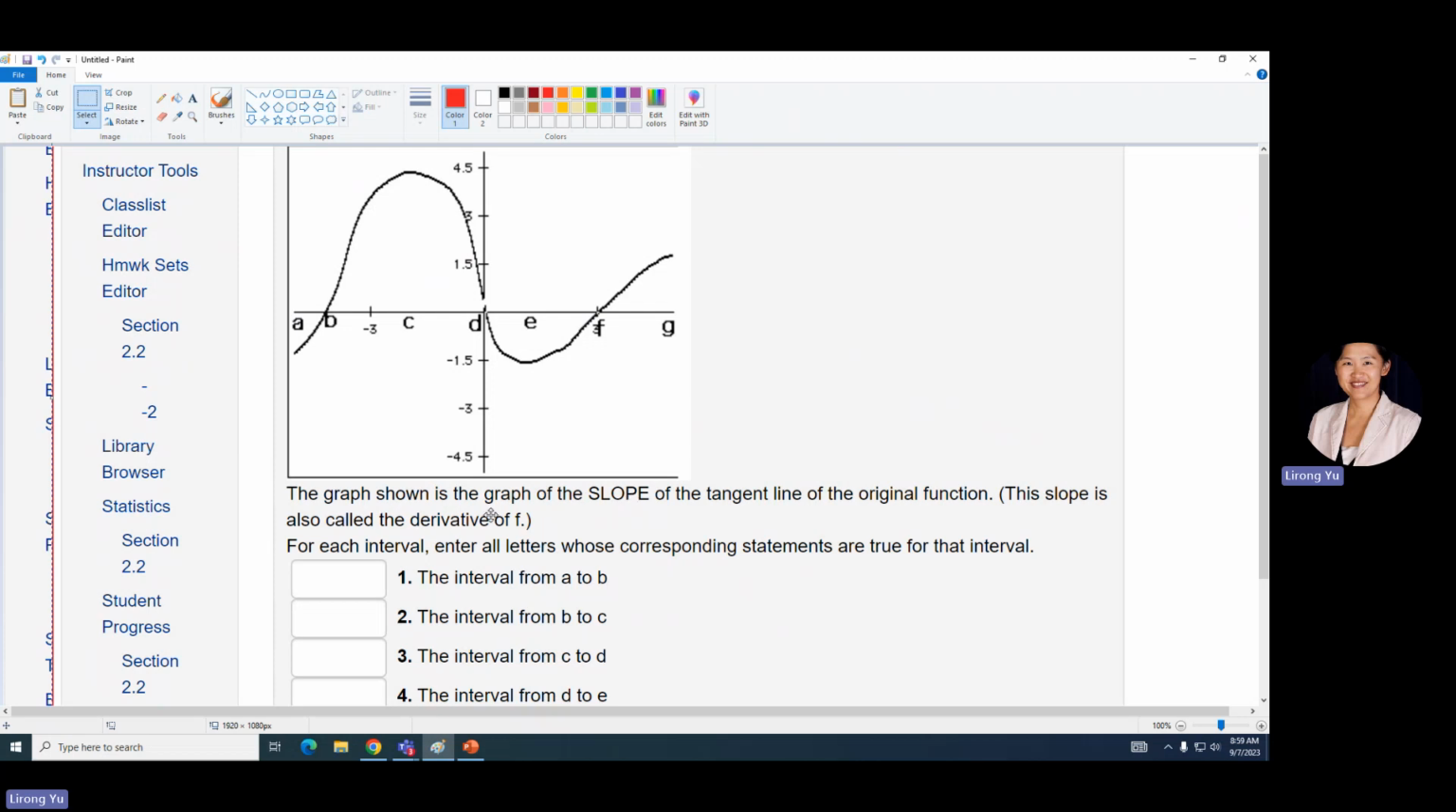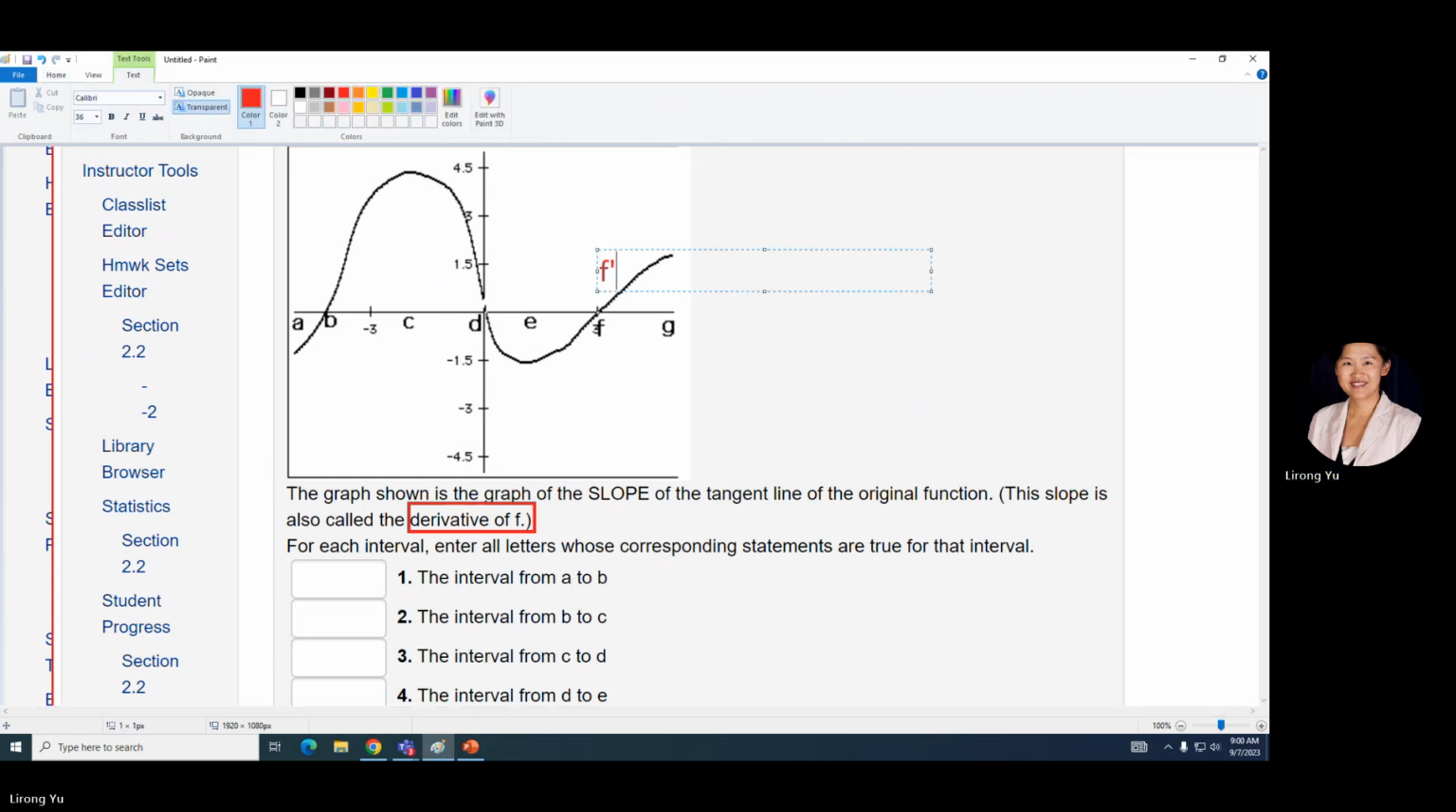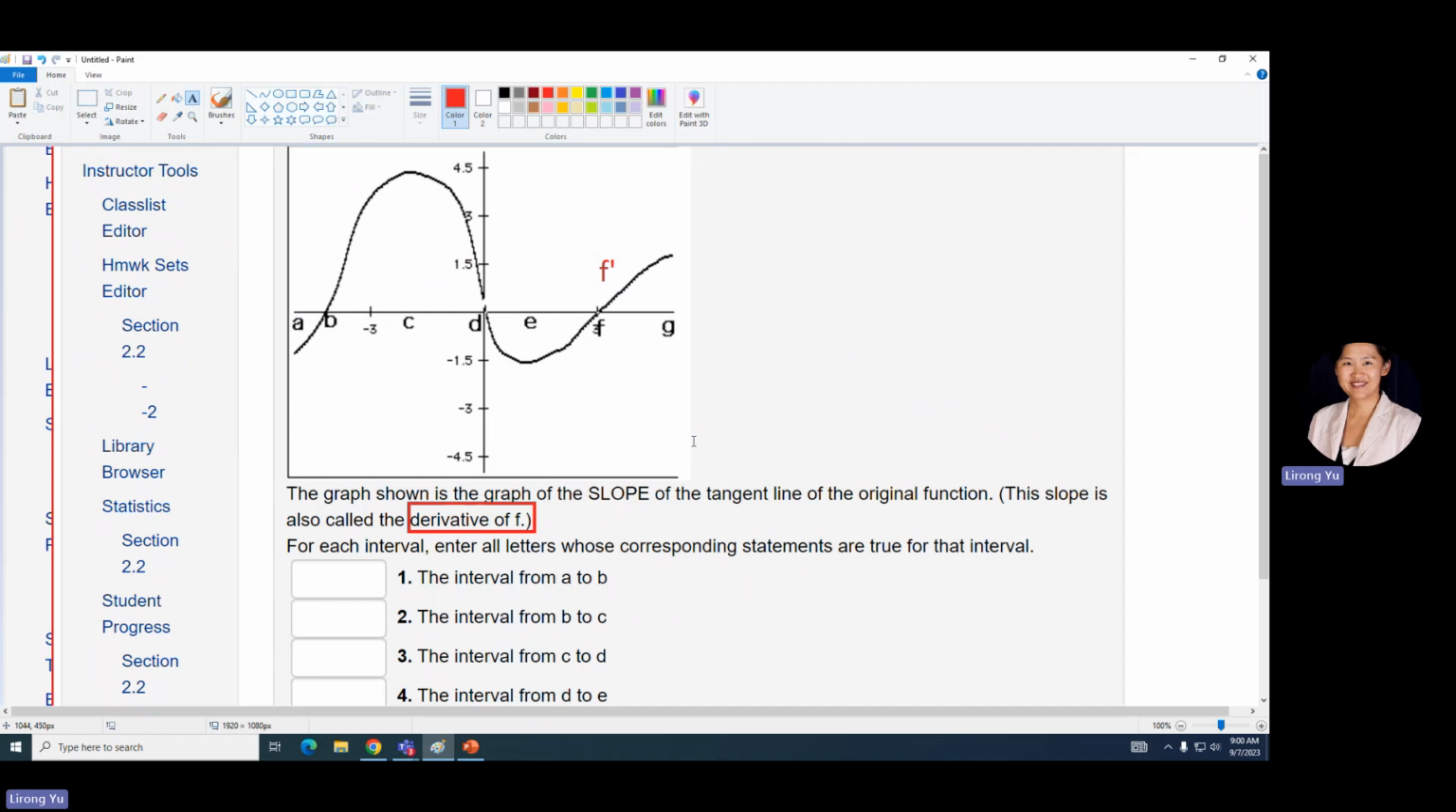I'm showing you the slope graph is the slope of the original function. And therefore it says here the slope is also called the derivative. So we already have this is the graph of the derivative. For each interval, enter all the letters corresponding to things that are true for the interval. Now the interval from A to B is over here, and realize that the graph is the derivative function, not the original function.